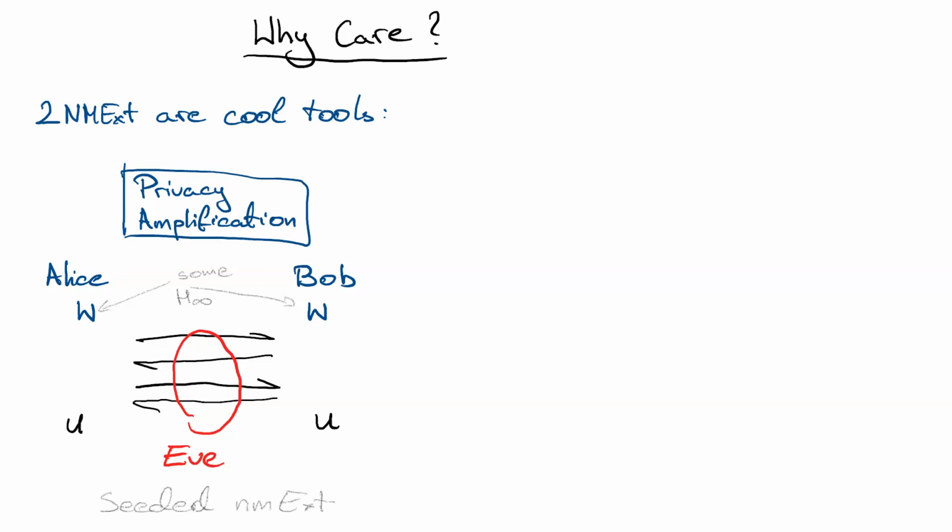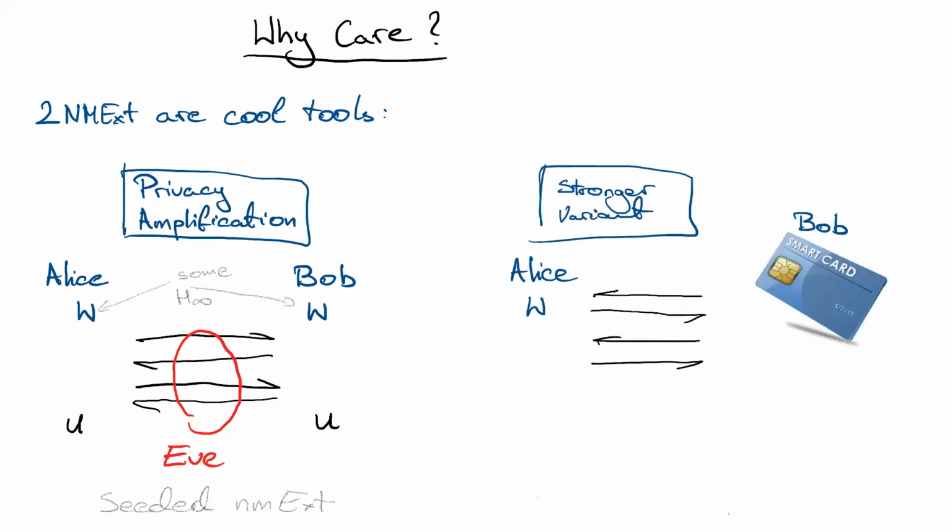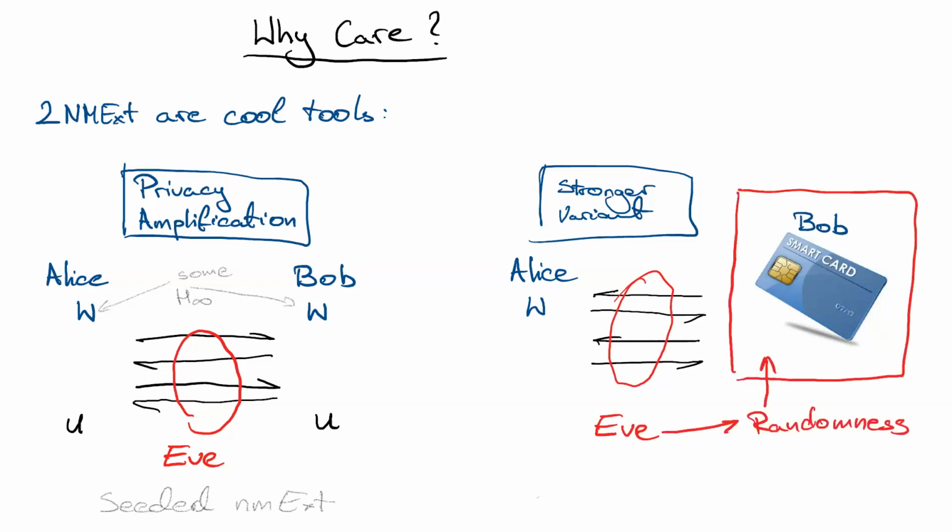For this setting, all you need is seeded non-malleable extractors. You don't need full two-source non-malleable extractors, but you can imagine a more complicated setting. Imagine a stronger variant, one of Alice or Bob, it's a symmetrical protocol. One of them is a smart card, right? So they still share this W, and there is Eve that controls the channels, but because one of them is a smart card, he does not really have access to randomness. So Eve, on top of controlling the channels, can control the randomness.